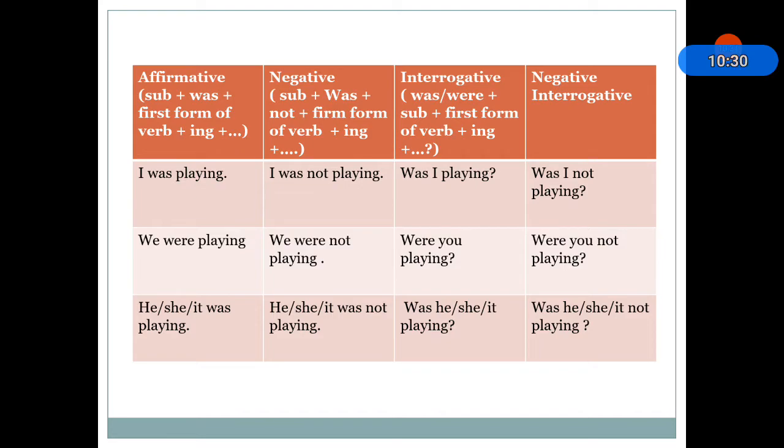And for third person, he was playing. For affirmative, she was playing or it was playing. And in negative it will be he was not playing, she was not playing, and it was not playing. And for interrogative it will be was he playing, was she playing, was it playing. And for negative interrogative it will be was he not playing, was she not playing, was it not playing.